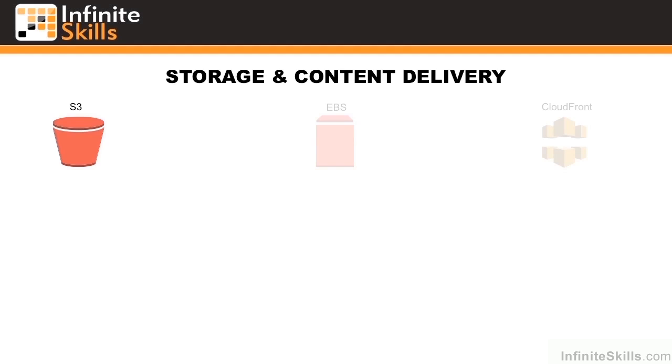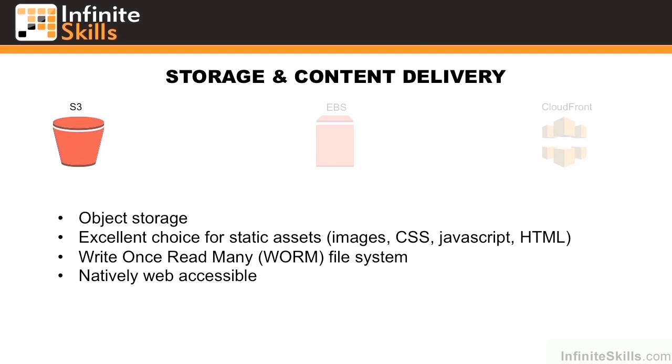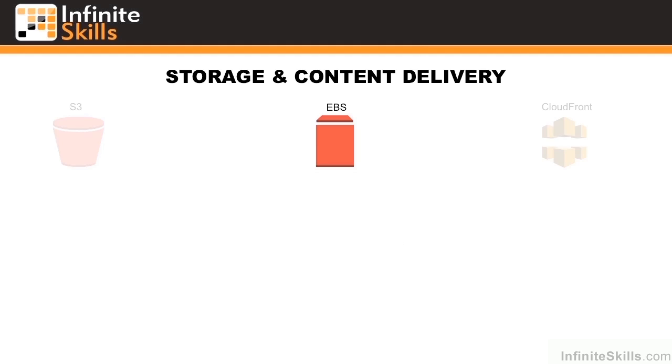Moving on to storage and content delivery, we'll cover S3, which is an object storage. It's an excellent choice for storing static assets such as images, CSS, JavaScript, and HTML. It is a write-once, read-many, or WORM file system. You put a whole object in and you take a whole object out. You can't really edit objects inside of S3. Every object inside of S3 is natively web accessible, and there is no limit on the number of objects you can store.